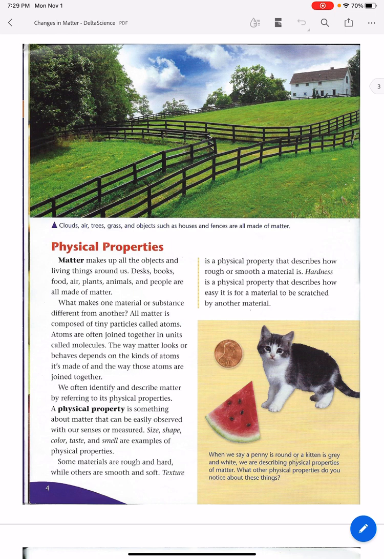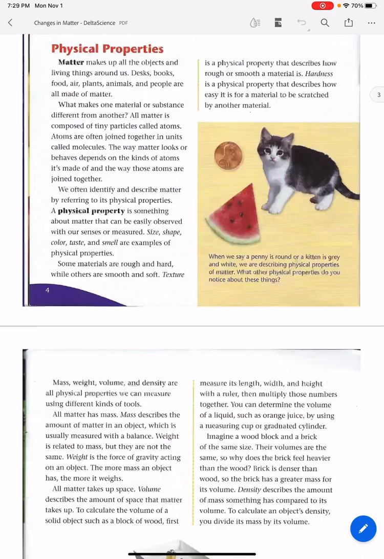Some materials are rough and hard, while others are smooth and soft. Texture is a physical property that describes how rough or smooth a material is. Hardness is a physical property that describes how easy it is for a material to be scratched by another material. When we say a penny is round or a kitten is gray and white, we are describing physical properties of matter. What other physical properties do you notice about these things?